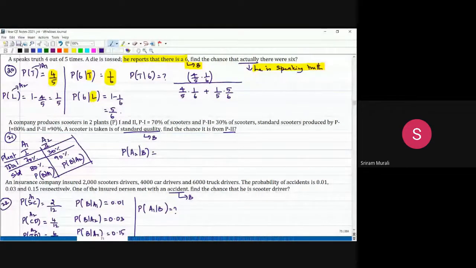Compare with all the questions we discussed. Then only you can understand in what context the Bayes theorem can come. When a future event is to be analyzed based on past events, then I can go with the Bayes theorem. If I have various cases, like speaking a truth, a lie, 3 boxes, 2 boxes, assuming the next problem: a company produces scooters in 2 plants, plant 1 and plant 2.